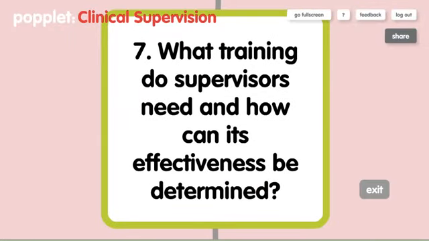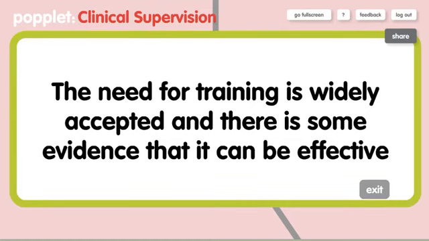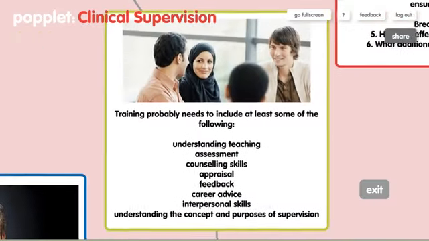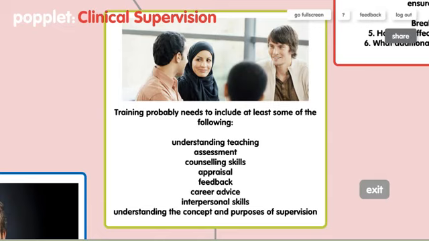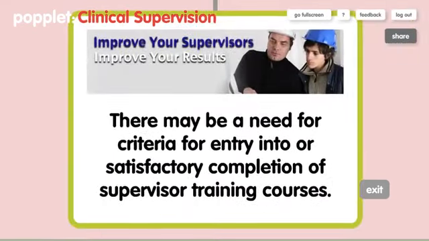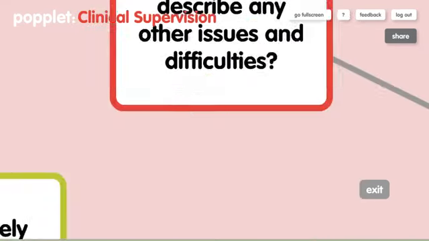Number 7, what training do supervisors need, and how can its effectiveness be determined? It's not just up to those who are being supervised to be in professional learning; it's also for the supervisors, the leaders, to be in professional learning as well. The need for training is widely accepted, and there is some evidence that it can be effective. Training probably needs to include at least some of the following: understanding teaching, assessment, counseling skills, appraisal, feedback, career advice, interpersonal skills, and understanding the concept and purpose of supervision. There also may be a need for criteria for entry into or satisfactory completion of supervisory training courses.